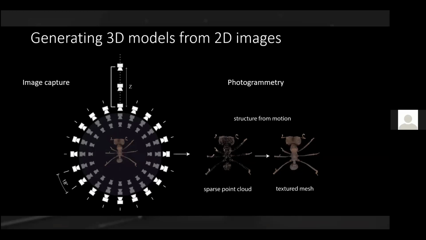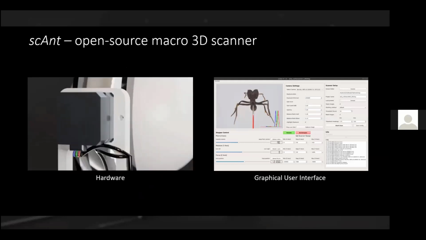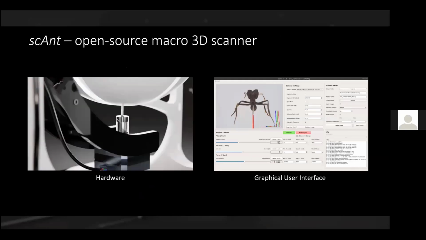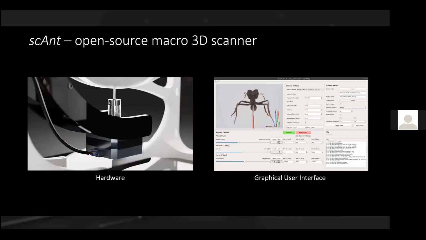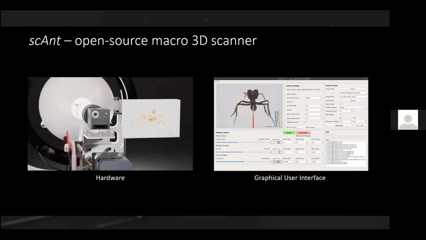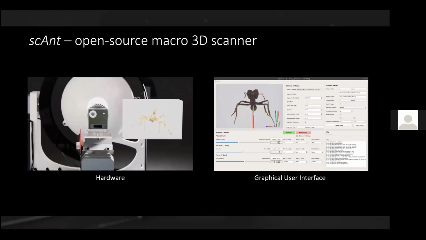Now, scAnt does in principle nothing with the second part of this process. That's done with either open source or commercial software. That's entirely up to the user. But it does help with the first part of this process, namely the generation of these images. And to help with that process, we've developed two parts of scAnt. One is purely hardware, and you've seen this in the video briefly already. And the other one is a graphical user interface that allows the control of this hardware and also some image processing steps. And I'm going to briefly talk you through both the hardware, the graphical user interface, and the image processing steps.